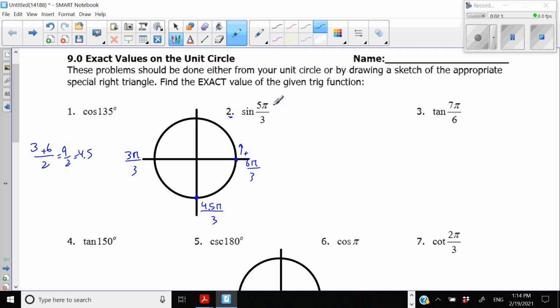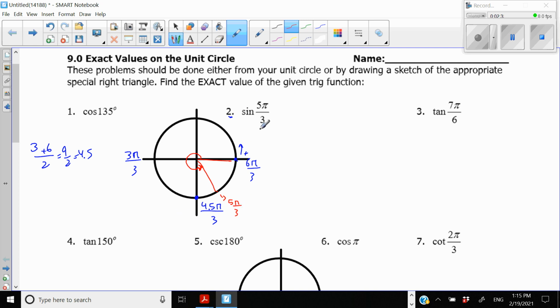Now, 5 pi over 3 is between these two. So my angle starts from here and then goes this way, and ends somewhere like here. So this is 5 pi over 3.